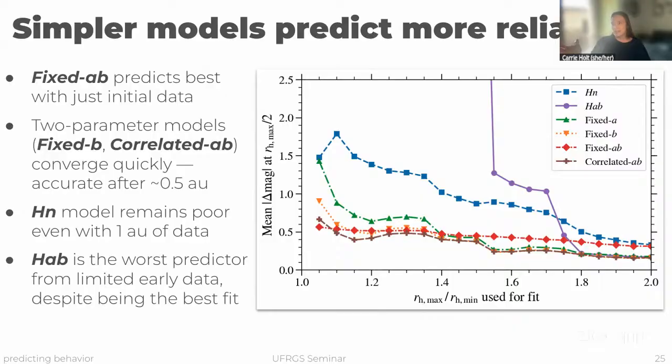This also shows that the traditional model was not very good at predicting. It's pretty high up. And then the HAB model, like you saw before, is just wild at predicting until you get a significant amount of data, I'd say at least 1.5 to 2 AU of data, which can take years to get to, to cover that range.